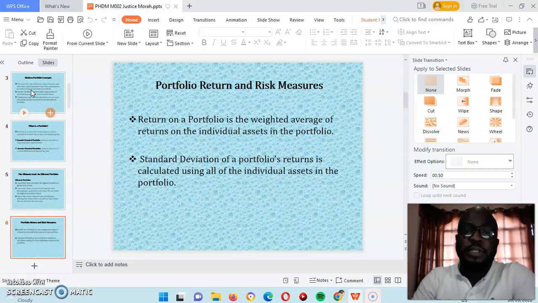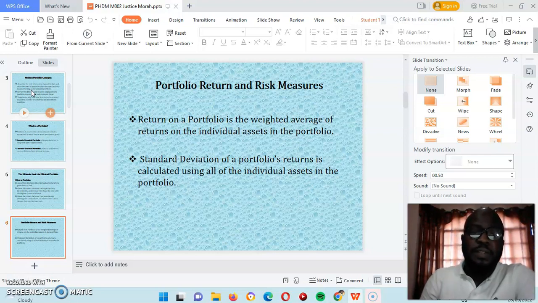Then portfolio return and risk measures. Return on a portfolio is the weighted average of returns on the individual assets in the portfolio. The standard deviation of a portfolio return is calculated using all the individual assets in the portfolio.